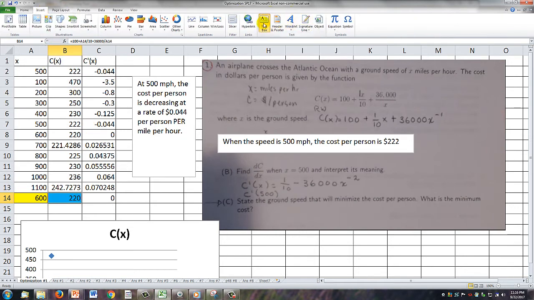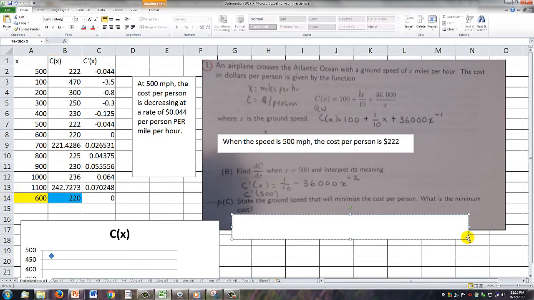So let me write that out. Okay, so the ground speed that will minimize the cost per person is 600, and then add your units, miles per hour. The minimum cost is $220 per person.